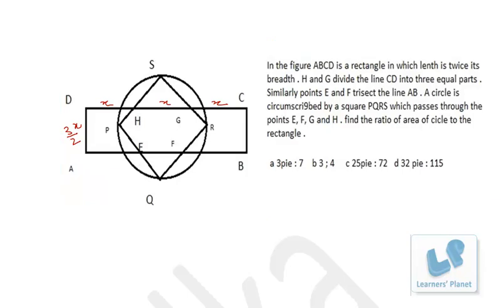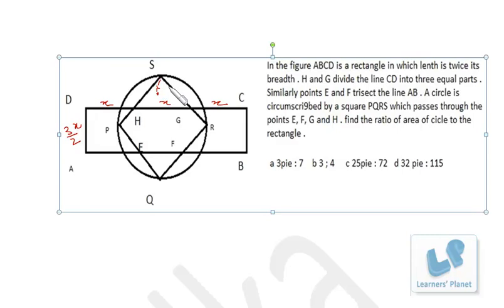We know the area of this rectangle, that is 3x into 3x by 2. Now we have to find out the area of the circle. For that we need to find diagonal of the square, right? Now diagonal of the square, that is, I just draw a fair line.